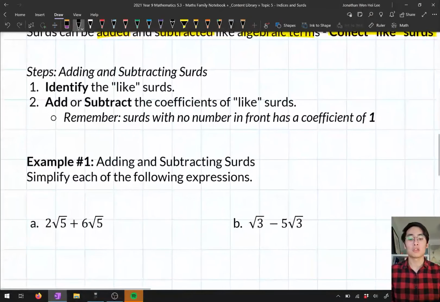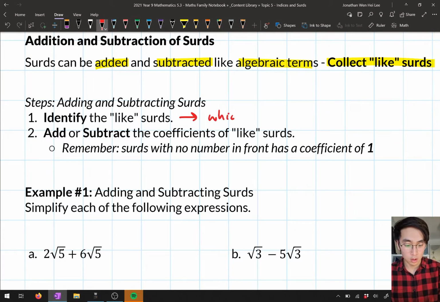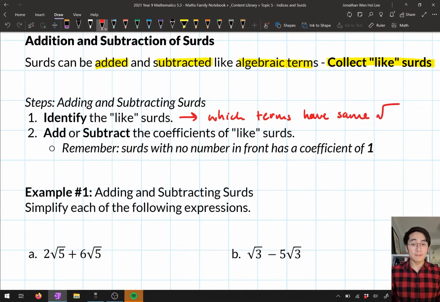So when we're adding and subtracting surds, we want to firstly identify the like surds, so which terms have the same square root. Then from there, we add and subtract the coefficients of the like surds. Just like we do with algebraic terms, we add and subtract them and just deal with the number out the front. Now remember, a surd with no number in front of it has a coefficient of 1. If you see a surd that just sits by itself without a number outside the front, that just means it has a coefficient of 1.